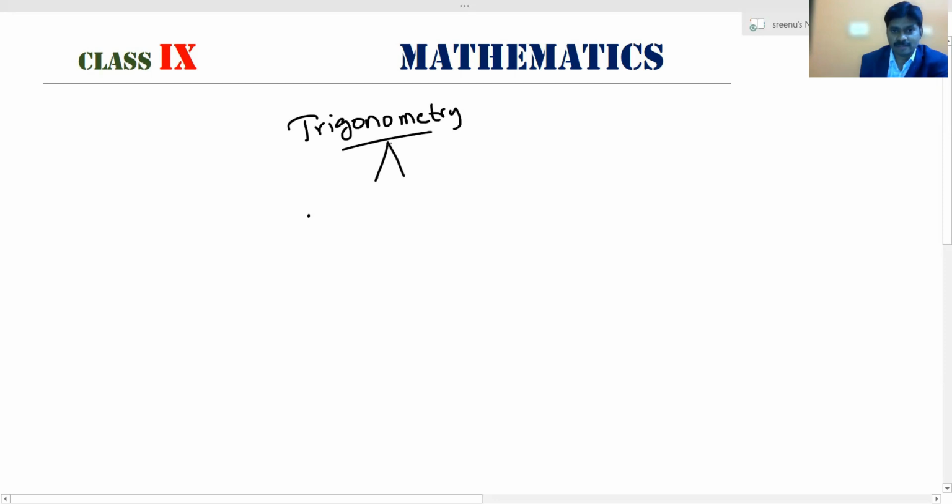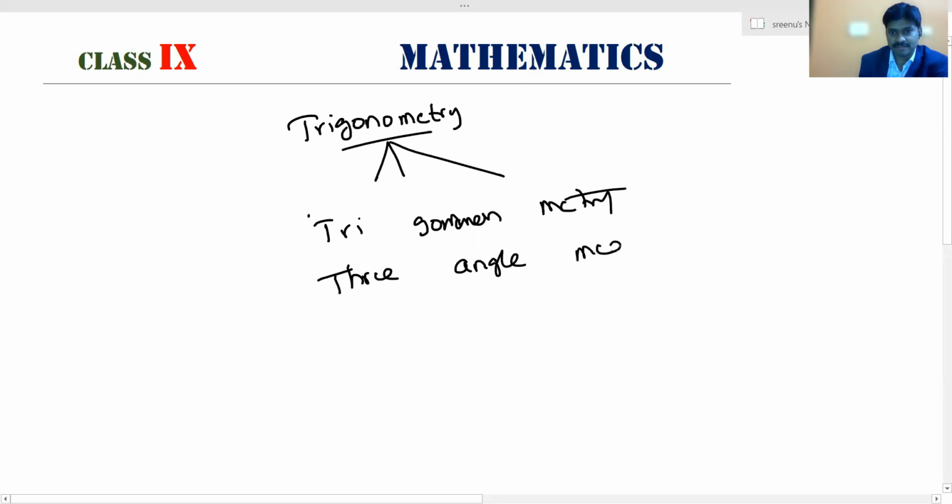Trigonometry, the word itself says the meaning of the chapter. We can divide into three parts: Trigonon and metry. So three angle measurement. What can you say about three angle measurement? Trigonon metron.